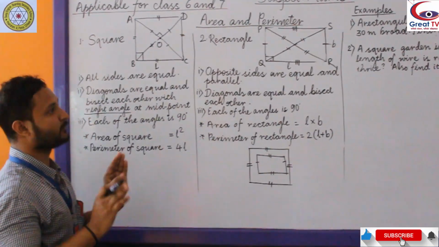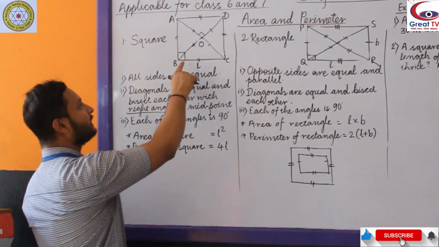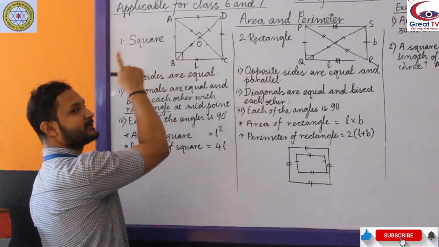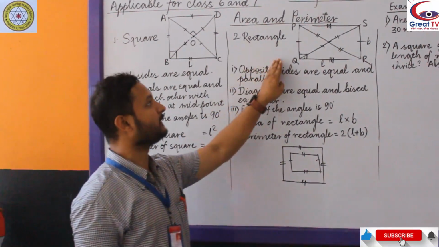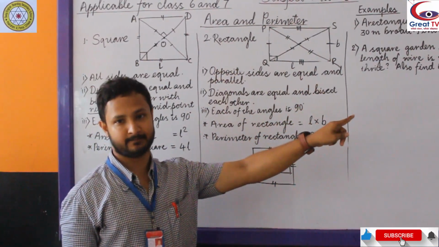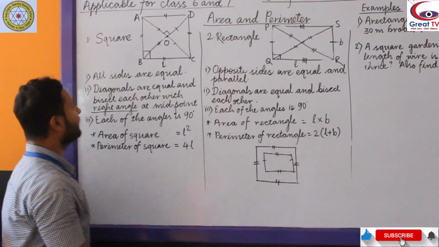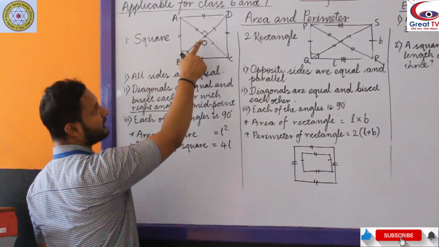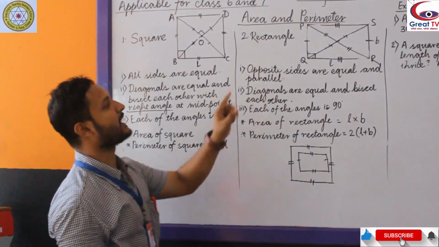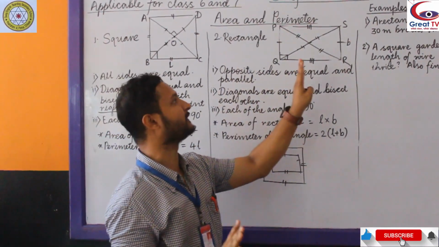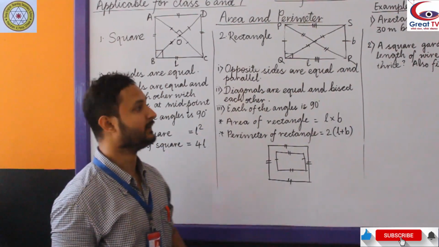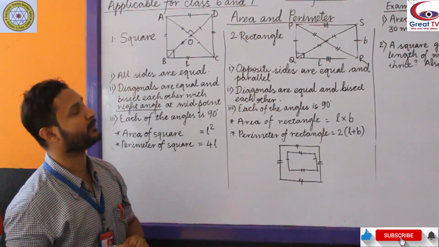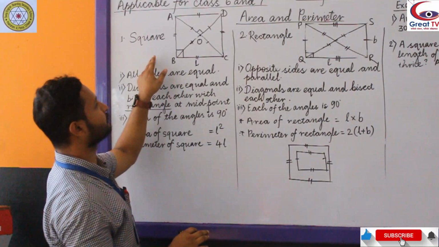But what is the difference? Here, in a square, all the sides are equal, but in rectangle, opposite sides are equal. And diagonals bisect with 90 degrees in a square, but diagonals do not bisect with 90 degrees in rectangle. These are the basic differences or basic properties of square and rectangle.